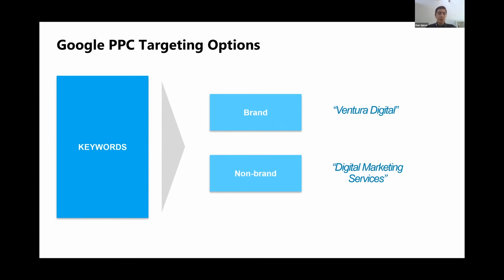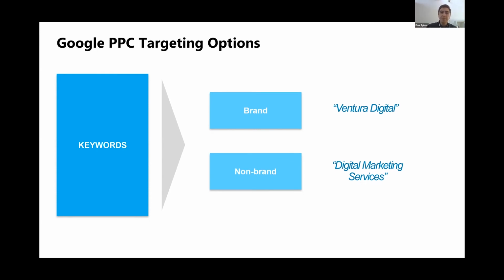But you can bid on brand and then you can bid on non-brand. So that's where us as an agency, for instance, we will be bidding on people searching for digital marketing services in Essex. Because we want to be visible for anyone actively searching for those types of services.